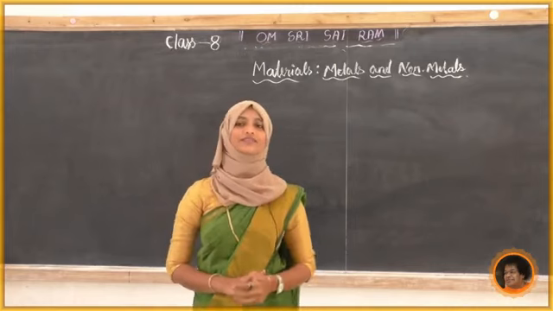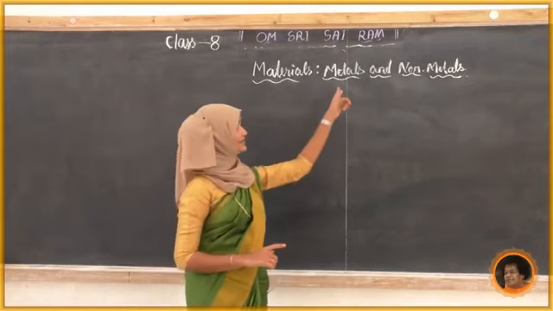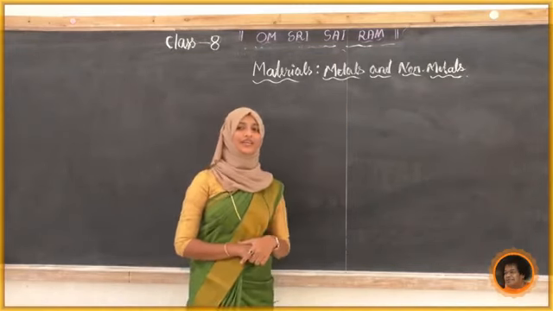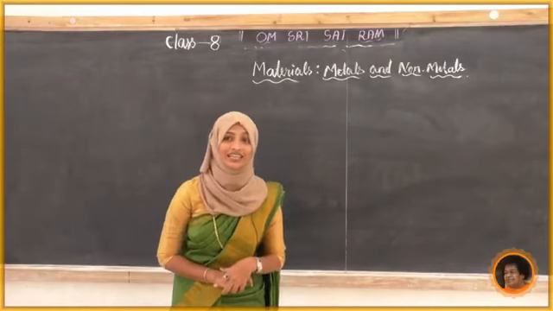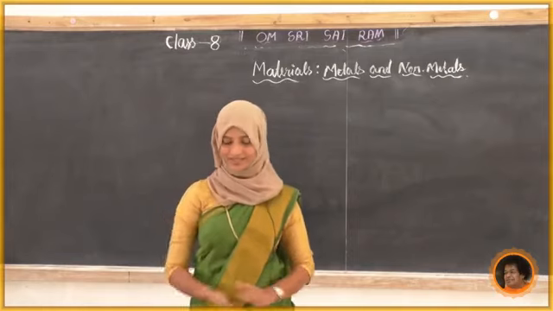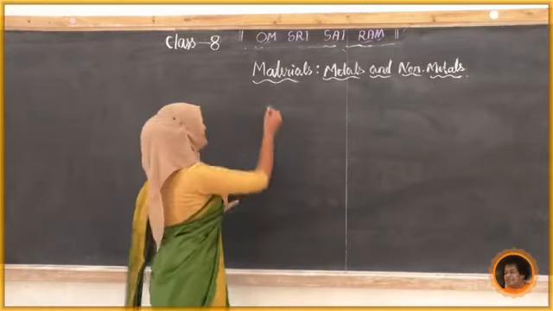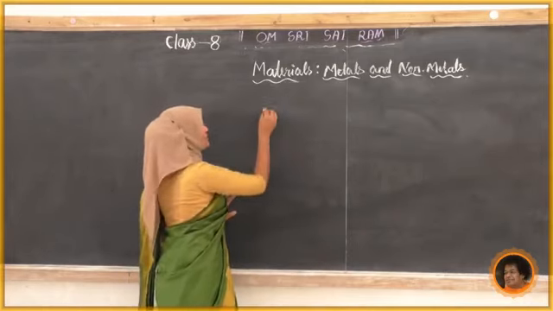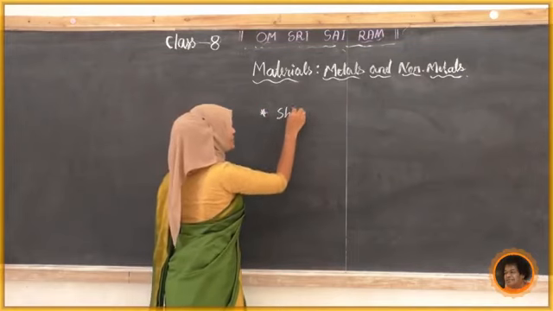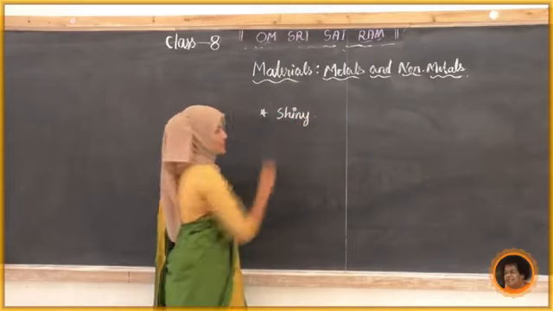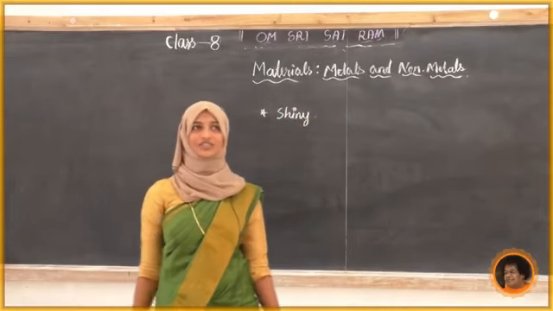Now tell me the physical properties of metals. Do you know any physical property? First we come to know that metals are shiny. So that is the first point. Write down the heading here: physical properties of metals. Metals are very shiny. So this is the first property that we have got.